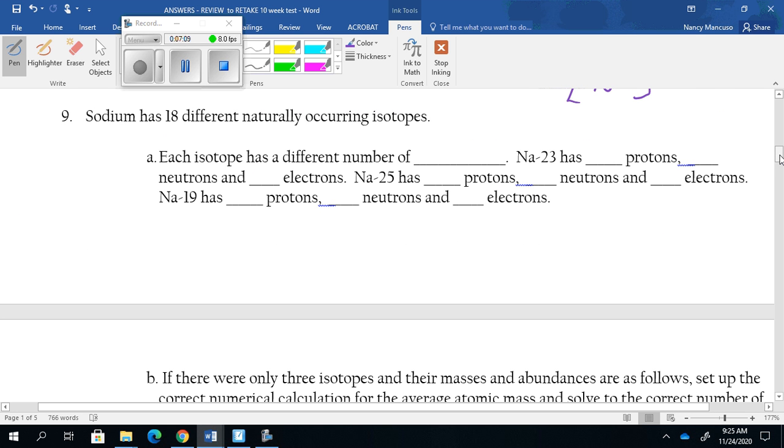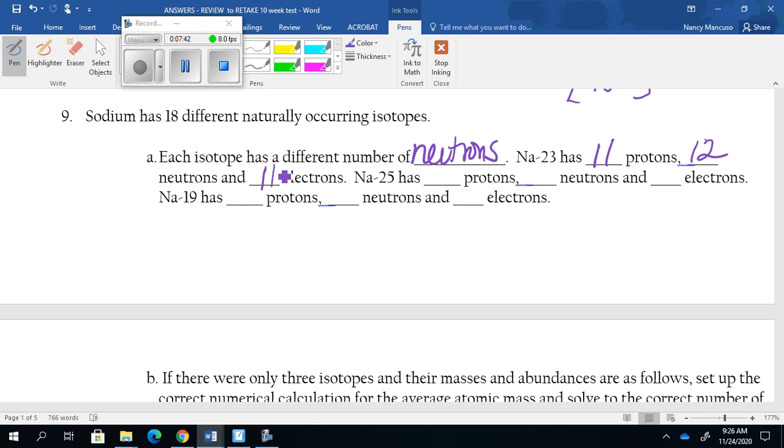All right. Sodium has 18 different naturally occurring isotopes. Each isotope has a different number of neutrons. That's literally like the definition of an isotope. Na-23 has, okay, they all have 11 protons. So if it's Na-23, it has 11 protons, it has 12 neutrons, and it has 11 electrons. It's an atom, so it has the same number of positive protons as it does negative electrons.